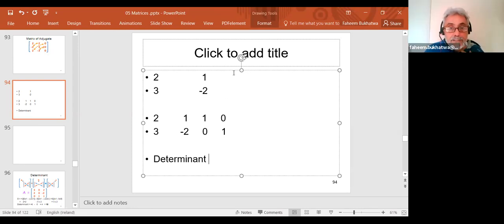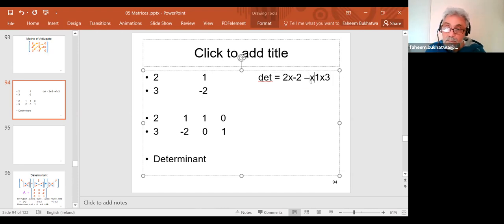Okay, guys, this is the way to do it. Let's work out the determinant for this one. The determinant is multiplying these two minus the multiplication of those two. So the determinant equals 2 times -2, minus 3 times 1. It's minus, not plus. Those two values multiplied together minus those two values.